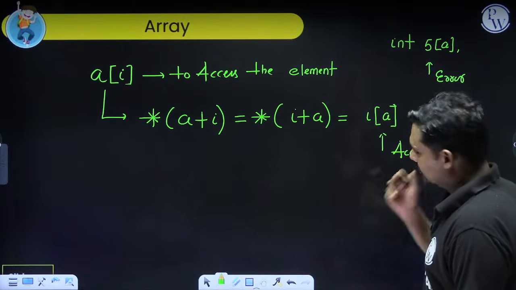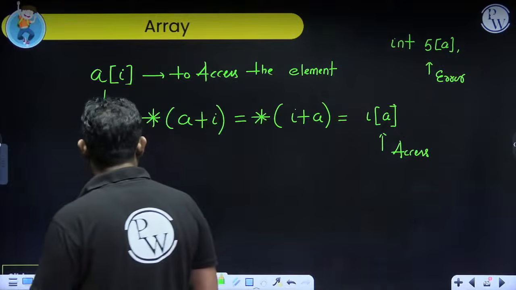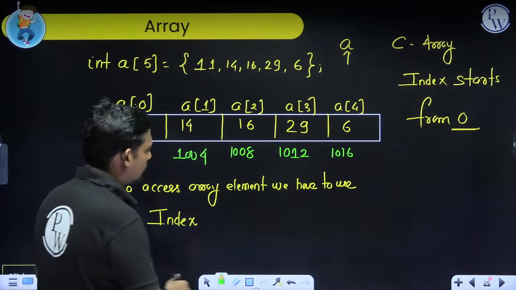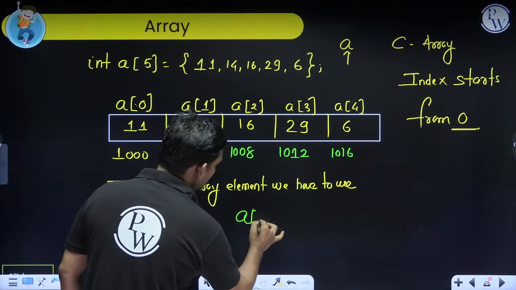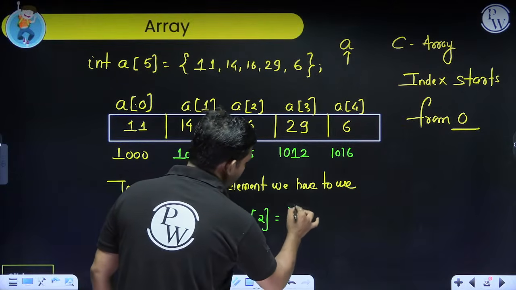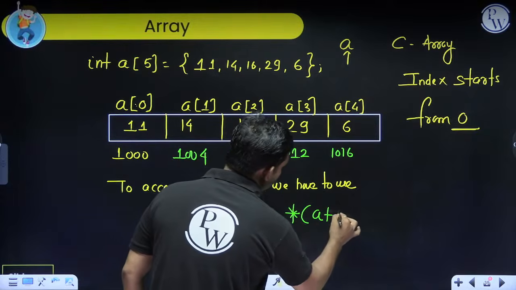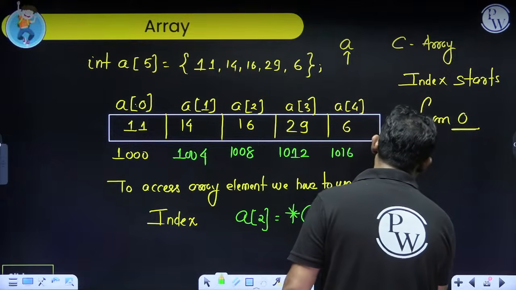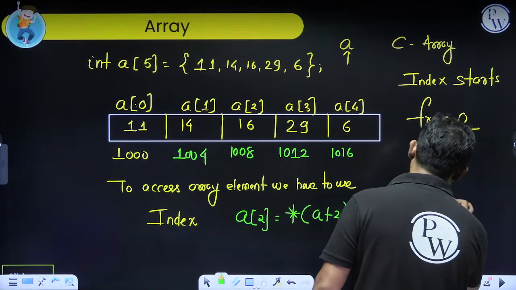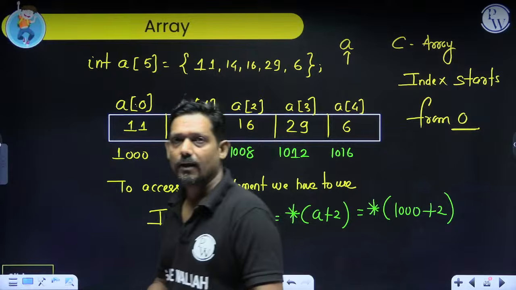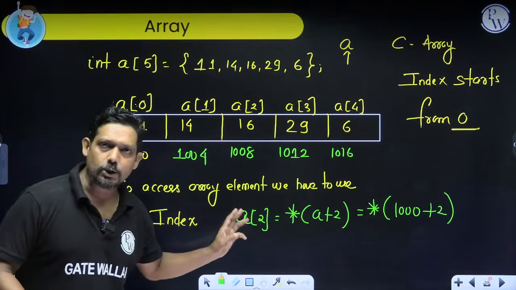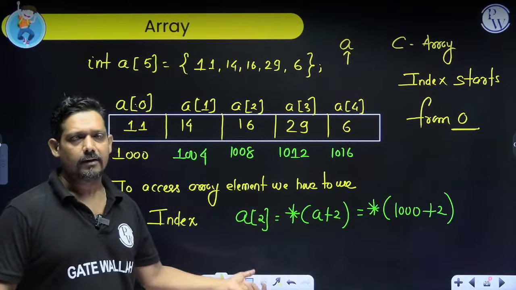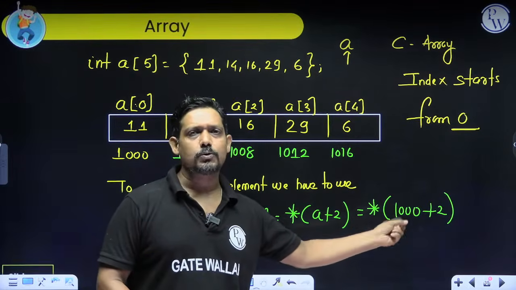Okay, now coming back to this, if I take the same example over here, and if I say A[2], look at here, now you know the dereference A plus 2 is equal to dereference, look at here, it will become 1000 plus 2. Let me write the value. So when I say A[2], it is dereference A plus 2 as we have seen, and it will become dereference 1000 plus 2.